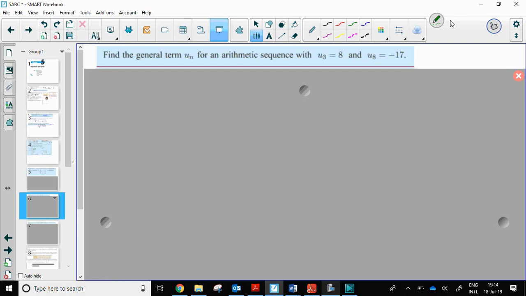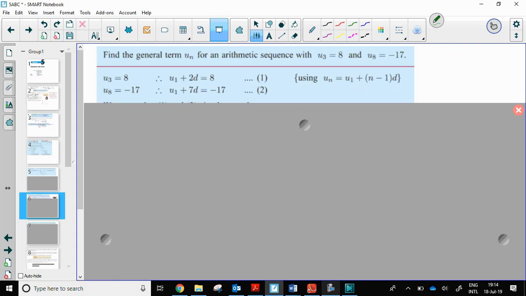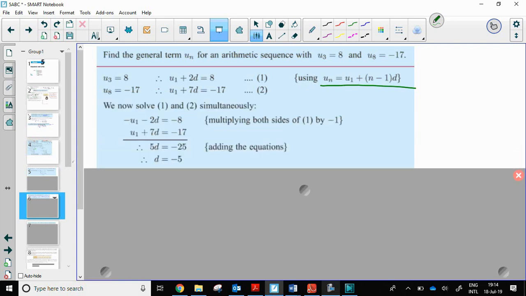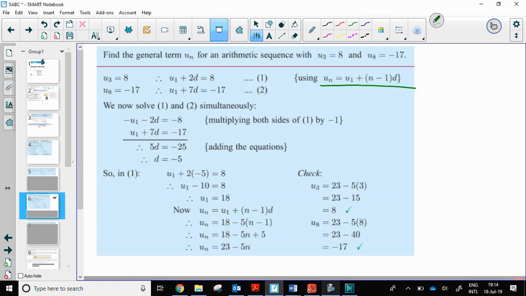Now, I would not solve this the way that the book is about to show us, but it certainly works. They're using this formula that we had before and putting in what we know about u sub 3 and u sub 8 into that, and then solving a system of equations to work out what both d and then u sub 1 are simultaneously. And that's fine. If it were me, I would just do d alone.